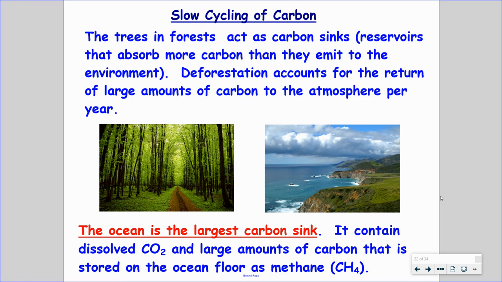Another place that carbon hangs out is the ocean. What it does is dissolve the carbon dioxide, and it's stored in the ocean floor as methane. Methane is actually released through volcanic activity, which is kind of another way that we release sulfur as well. So methane is found on the ocean floor, and that's where CO2, as it's dissolved, will be stored along the bottom of the ocean.